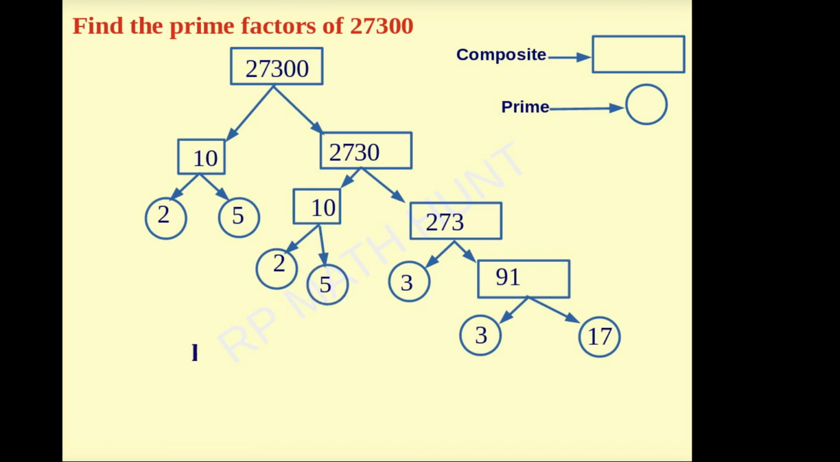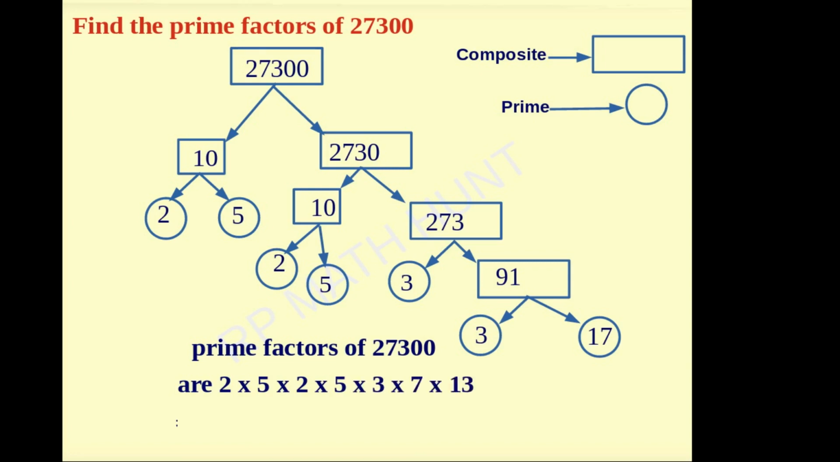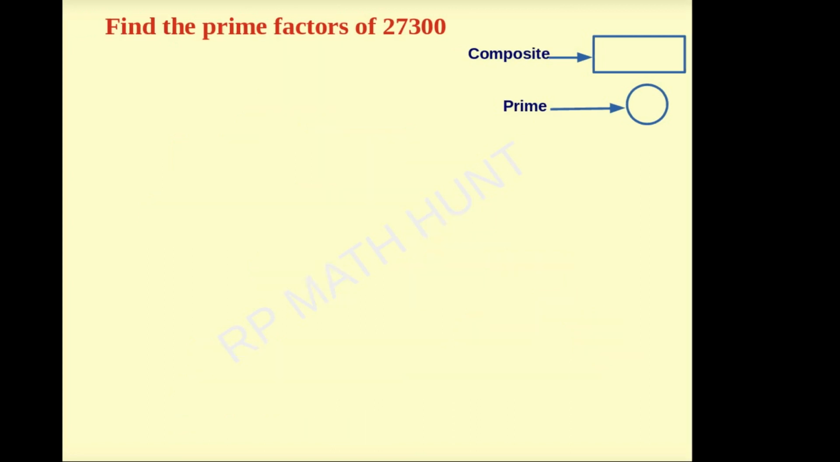Now, the prime factors of 27,300 are 2 into 5 into 2 into 5 into 3 into 7 into 13. That is 2 square into 3 into 5 square into 7 into 13. Now I am taking another way also. For 27,300, previously I started with 10, but now I am starting with 5.